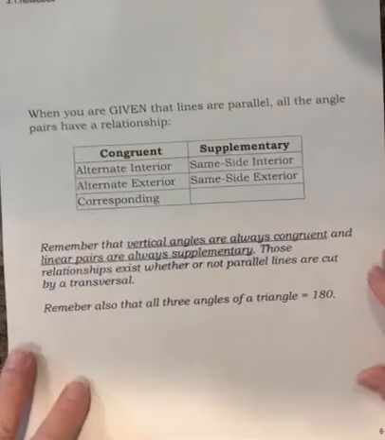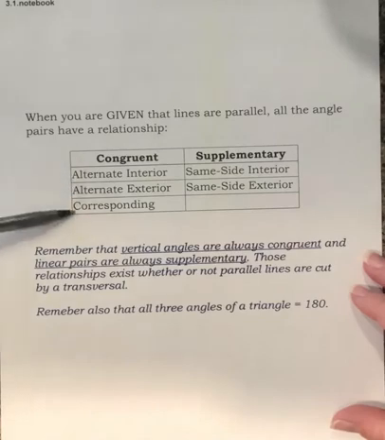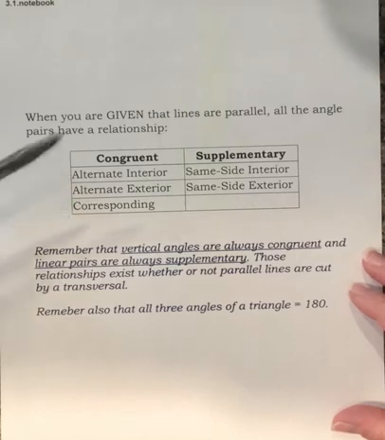Those are the angle pairs that are created when lines are cut by a transversal, no matter what. But when you're given that the lines that are creating the angles are parallel, now these angle pairs actually have a relationship. So anytime lines are cut by a transversal, you have alternate interior, alternate exterior, and corresponding angles. But if the lines are parallel, then those angle pairs are actually congruent to each other. And you can use that relationship to solve for some variables and figure out some angle measures.